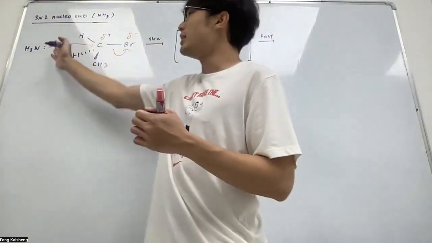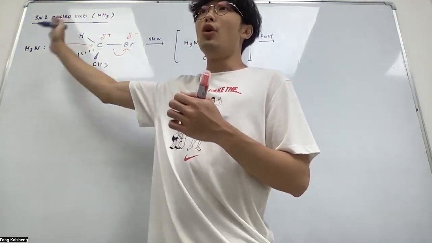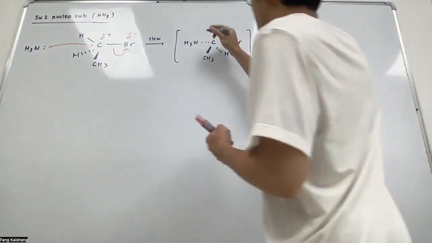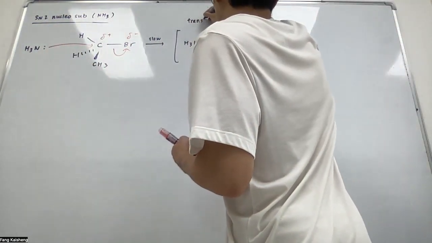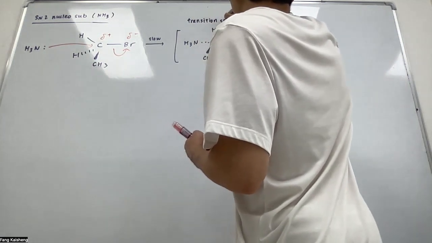Over here, is there any negatively charged species? No. So there shouldn't be a negative charge here as well. You can label this transition state. If you forget, I think it's fine. Not a big deal.